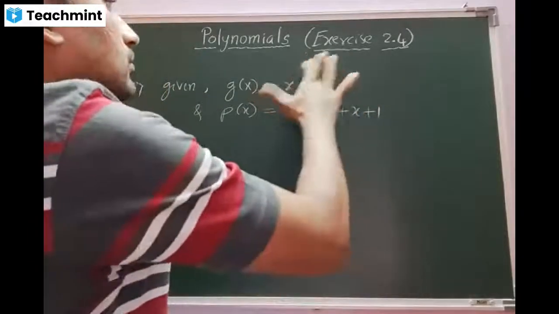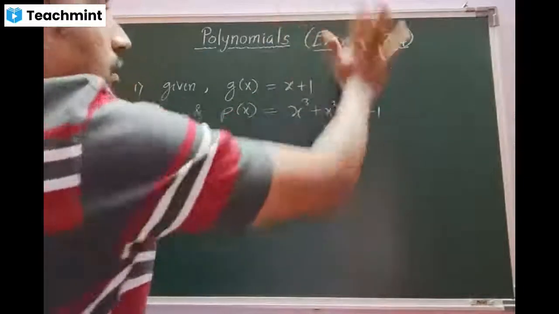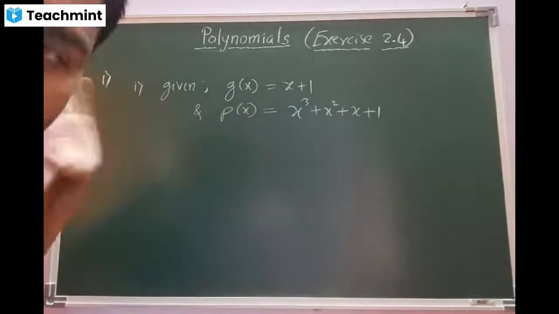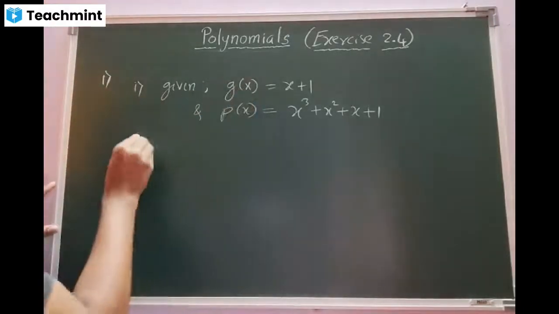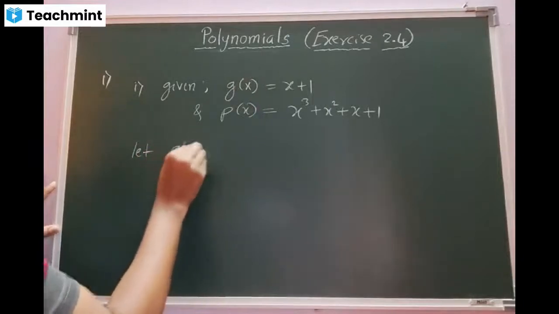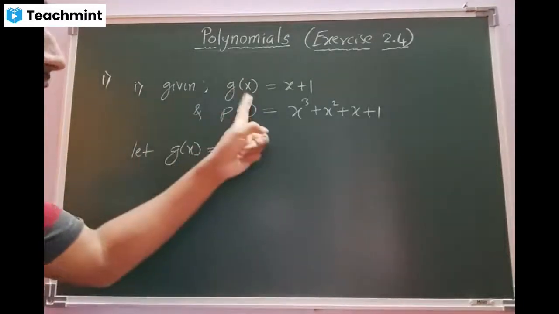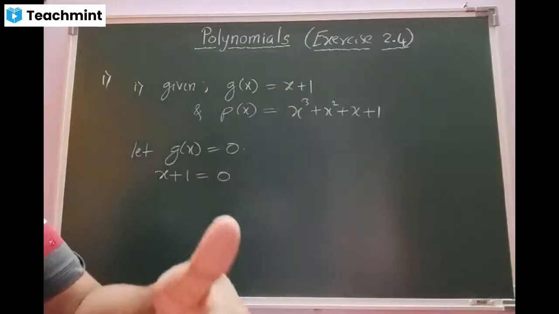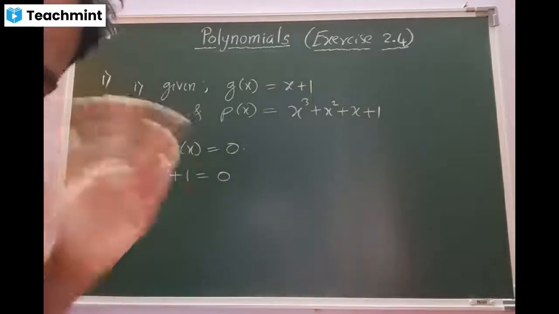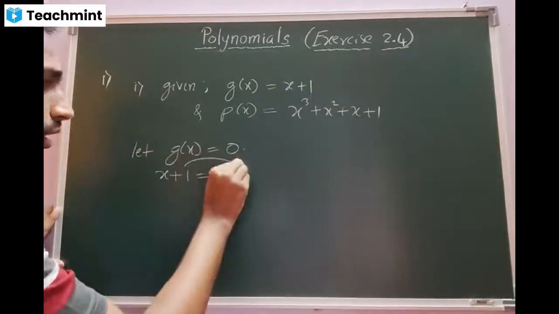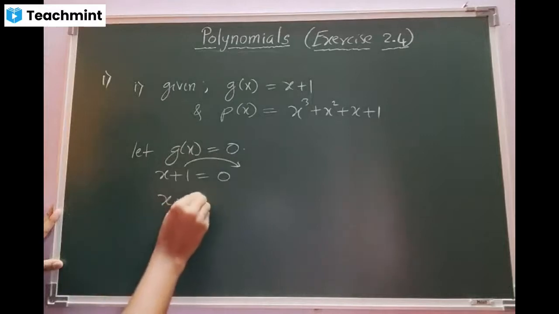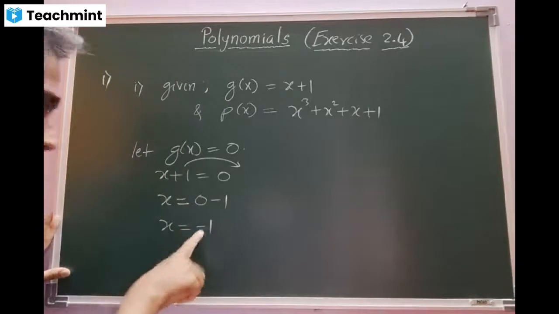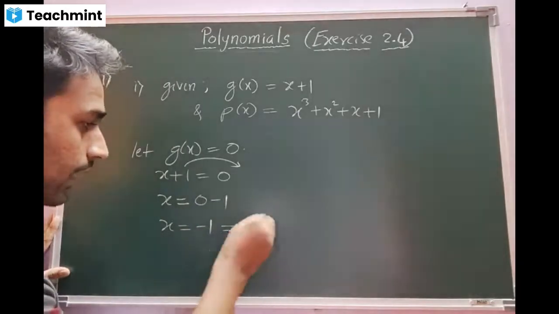Yeah, beta. We will do it in the same manner as we have done earlier. That is, take the divisor, equate it to 0. g of x is equal to 0 means obviously x plus 1 is equal to 0. Now send this 1 to the right side. You will get x is equal to 0 minus 1, nothing but x is equal to minus 1. This will be treated as a. Got it, beta?